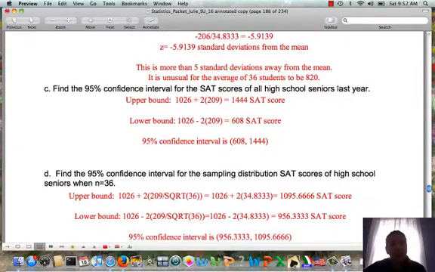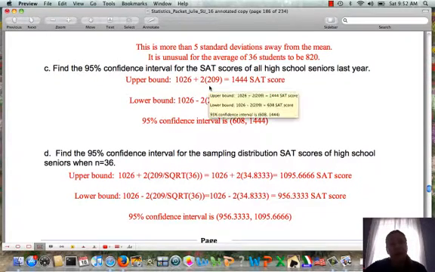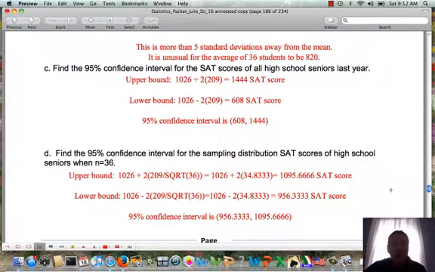Question C asks us to find a 95% confidence interval for the SAT scores of all high school seniors last year. So we're working with the population for all high school seniors, and so our standard deviation is the population standard deviation, 209. And so our upper bound is our mean plus 2 times 209, and that is 1,444 for the SAT score. And our lower bound is 1,026 minus 2 times 209, which is 608 for our SAT score.